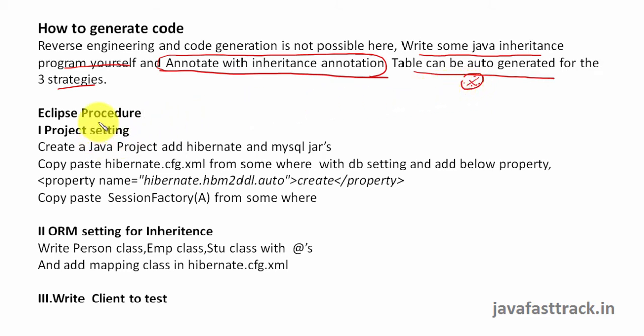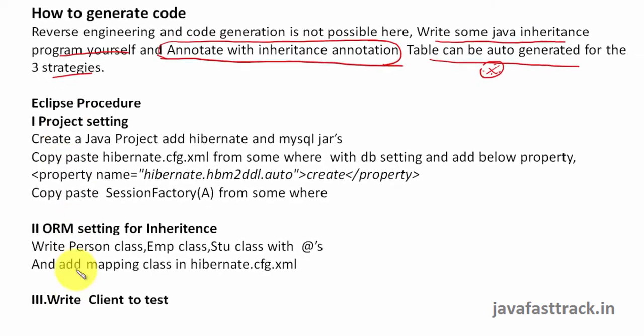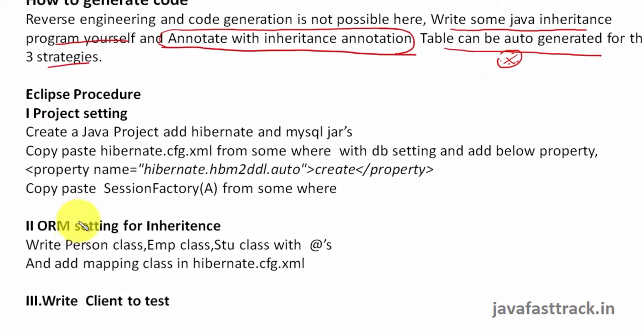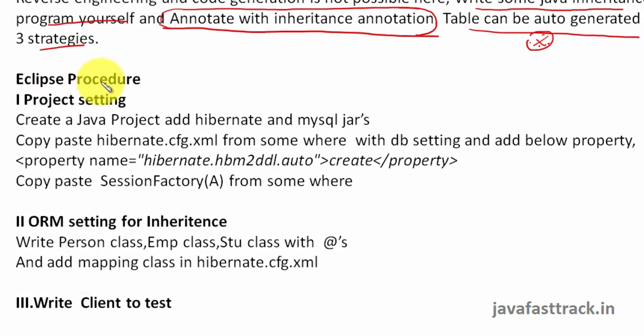Now this is the step-by-step procedure which I am going to follow. You also can follow this same procedure to get the code running. Concept-wise, it is very simple. You follow it as it is so that you will have all the code. You can make it running. Step 1, I call it as the project setting as usual. So as usual, create a Java project, add Hibernate and MySQL jars.